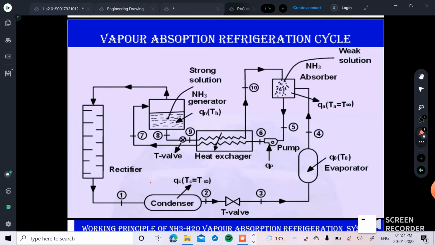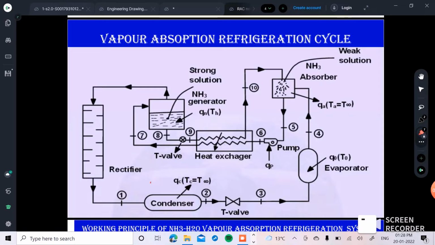Dear student, today we are going to discuss one of the most important types of refrigeration system, that is the vapor absorption system. This type of system is widely used in remote areas where sufficient electric power is not available.